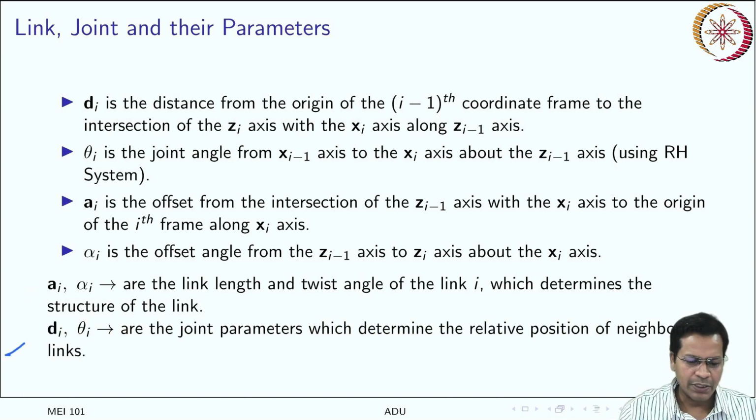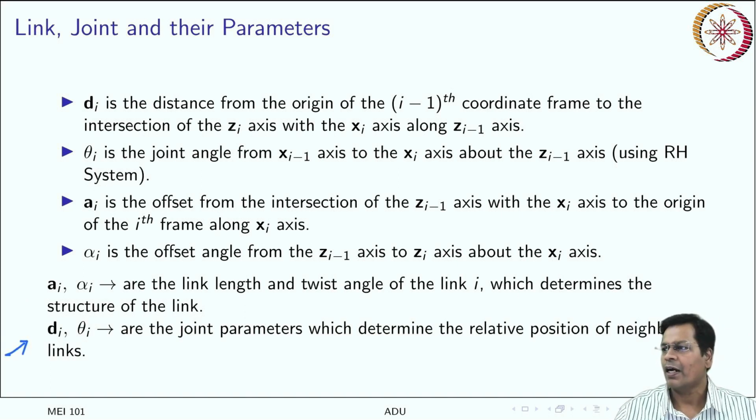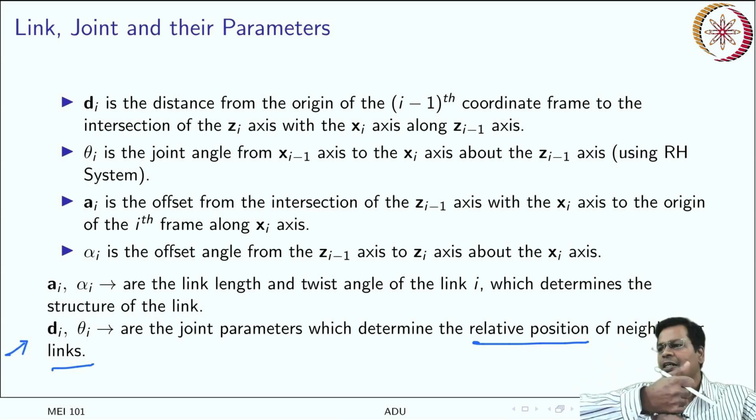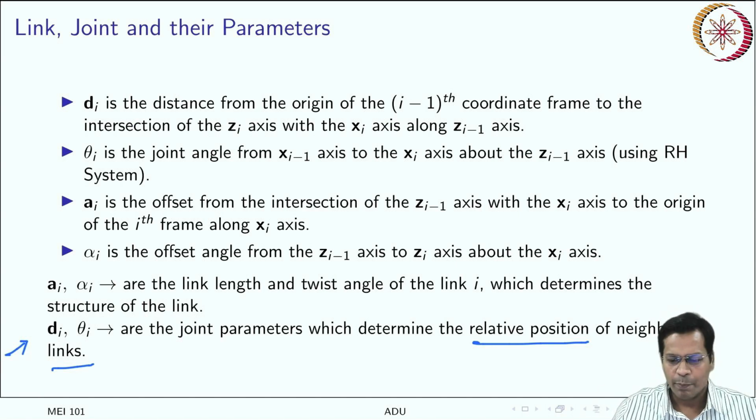And these two parameters, di and theta i, are joint parameters which determine the relative position of neighboring links. Okay, so two of them were offset by distance di. In the case of a prismatic joint, di is the joint variable. In the case of a revolute joint, theta i is the joint variable. Got it? So these are the two parameters.